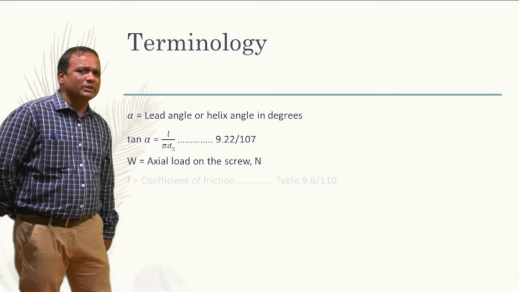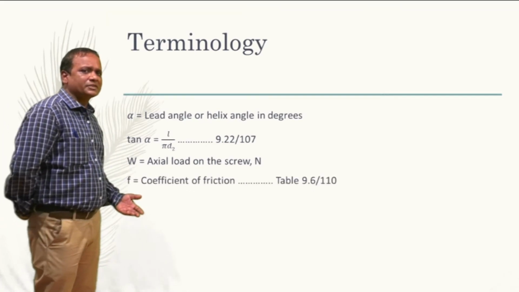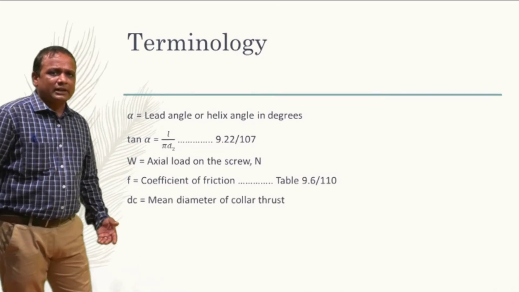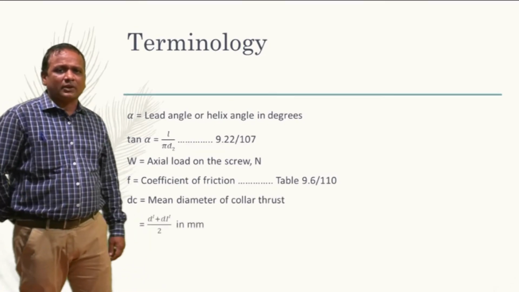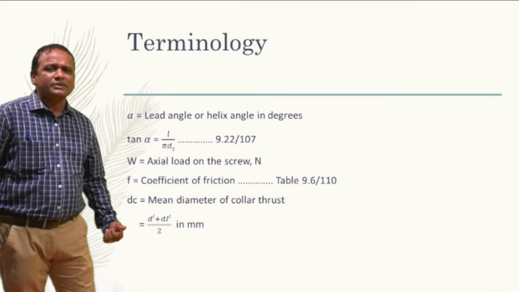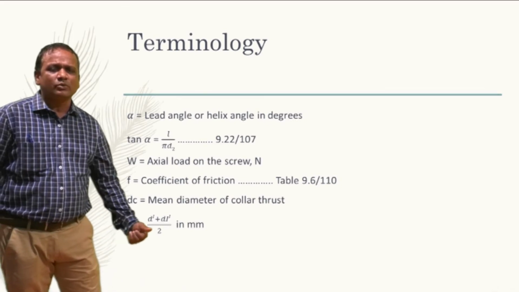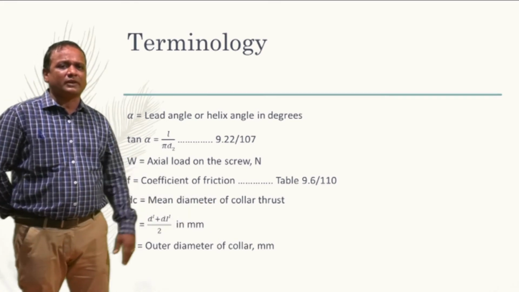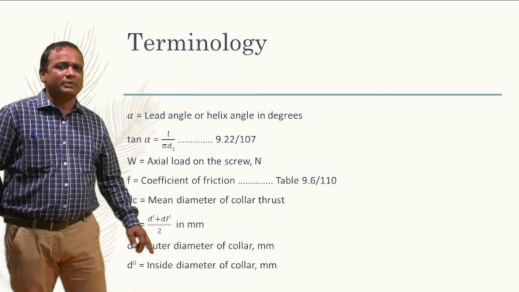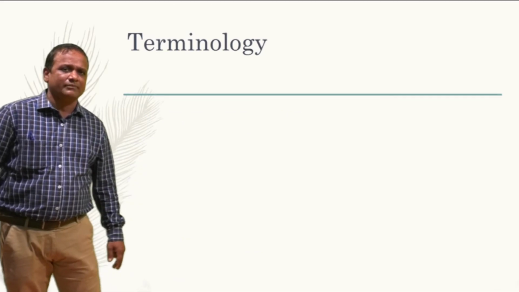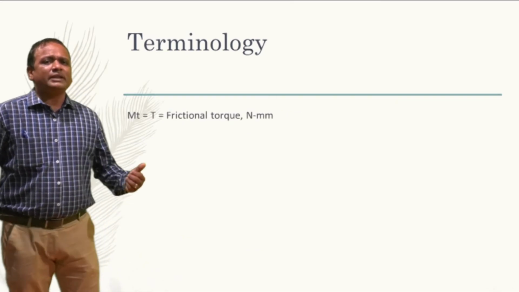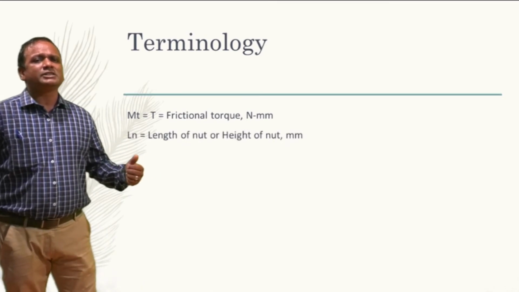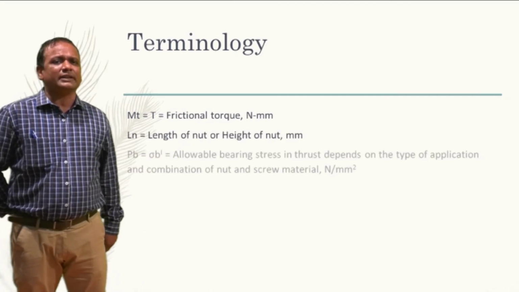And mu is the coefficient of friction, which comes from table 9.6 on page number 110. Dc is the mean diameter of the collar thrust, which is given by (d dash plus d double dash) divided by 2 in mm, where d dash is the outer diameter of the collar in mm and d double dash is the inside diameter of the collar in mm. Further, Mt is the frictional torque in Newton mm, and Ln is the length or height of the nut in mm.